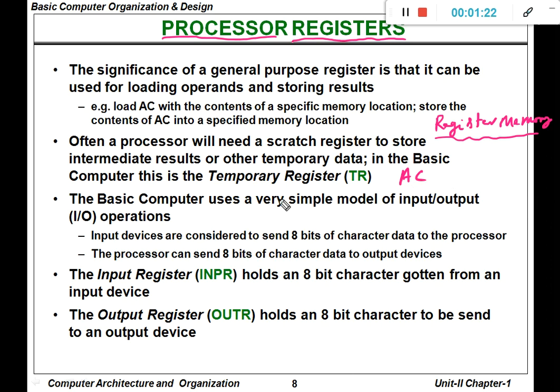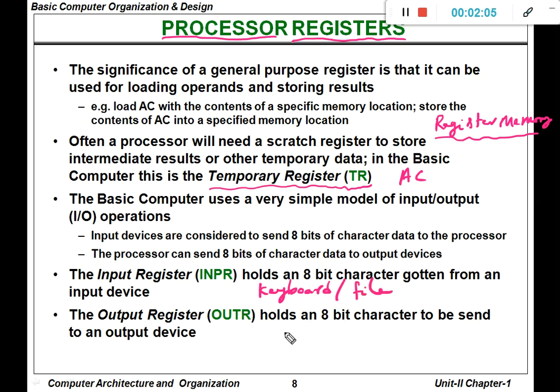Similarly, there is one more register known as the temporary register, TR. This temporary register is used to store the intermediate results or other temporary data. And in addition to that, there will be two registers for performing the input as well as the output operations. Generally input is read in two different ways. Either you can read the data from the keyboard, or you can read the data from a file, a data file.